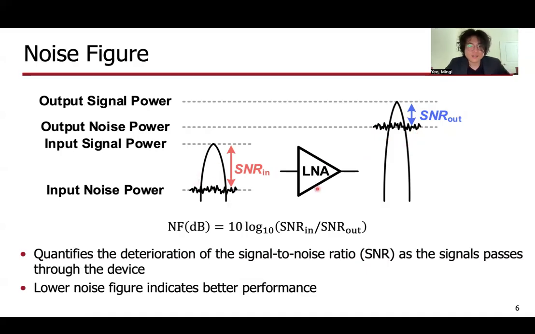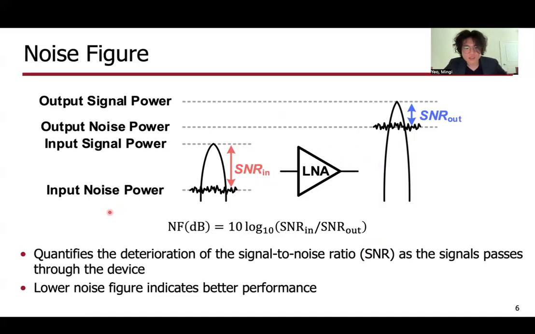What noise figure does is it measures the degradation of the signal to noise ratio from the input to the output. And then the equation for noise figure is given below, where NF is equal to 10 log10 of SNR in over SNR out. So for example, if the input SNR is 10 dB and the output SNR is 6 dB, then the noise figure will be 10 dB minus 6 dB, 4 dB.